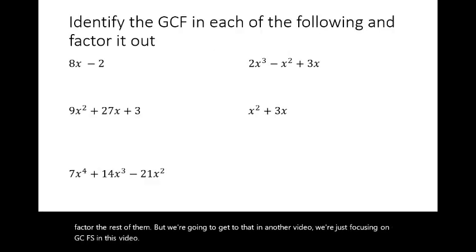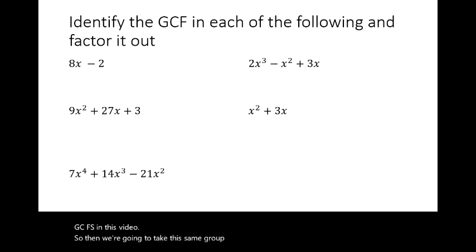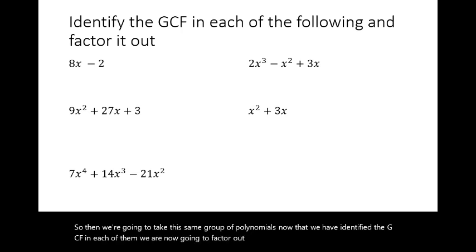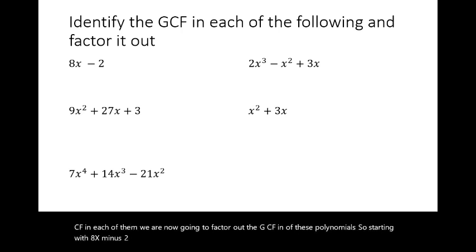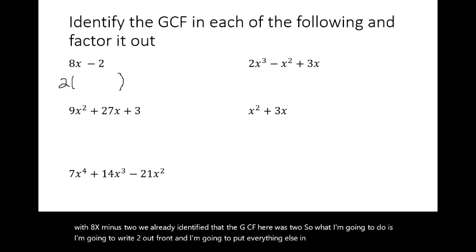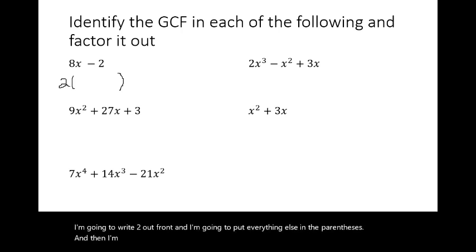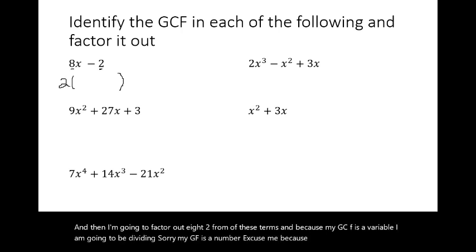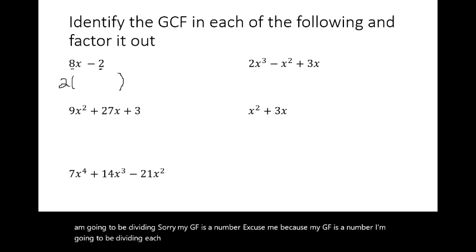So then we're going to take this same group of polynomials. Now that we have identified the GCF in each of them, we are now going to factor out the GCF in each of these polynomials. So starting with 8x minus 2, we already identified that the GCF here was 2. So what I'm going to do is I'm going to write 2 out front, and I'm going to put everything else in the parentheses. And then I'm going to factor out a 2 from each of these terms. Because my GCF is a number, I'm going to be dividing each of these coefficients by 2.